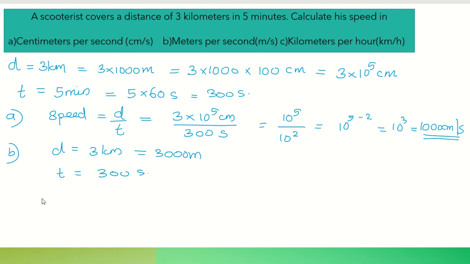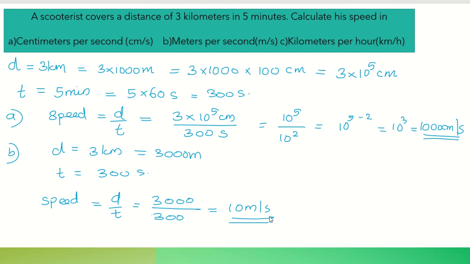Again, the equation is the same, right? So the speed is equal to distance by time. Distance is 3000 and time taken is 300 seconds. So 3000 by 300, that's equal to 10 meter per second. So we converted that into meter per second also.